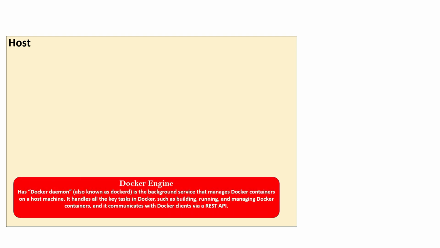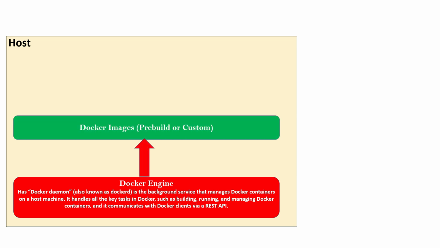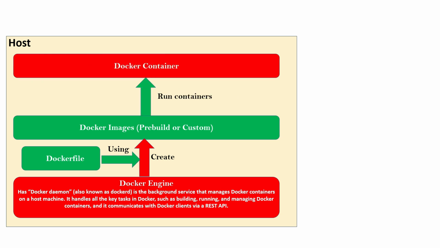And the architecture that we have learned so far is that we have a Docker engine. That means we have installed Docker. Once Docker is there, we can have different kinds of images, either pre-built images, or we can create our own custom images as well. And if we are going to use our own custom images, for that we need a Dockerfile. With the help of a Dockerfile, we can create our own custom images. And once the images are in place, we can have running containers.